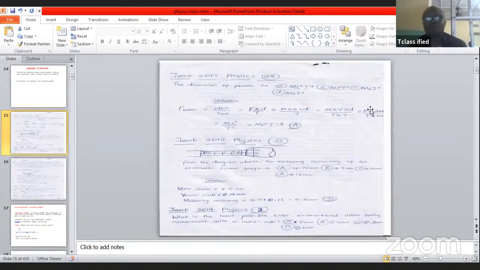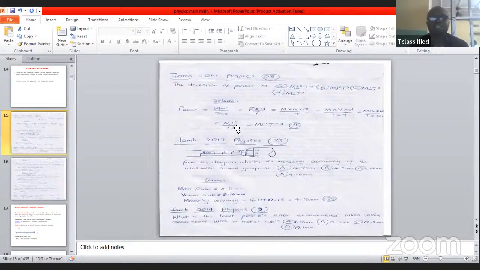So we are now having one mass, which is this M here, two distances, which is L times two. Distance is measured in length, which is length times two. Then we have three times, one, two, three, and that's why we're having T to the power 3. So this is the dimension of this. And you can bring it down by saying ML squared, which is what we have here.